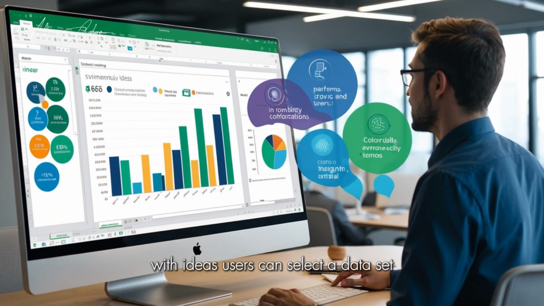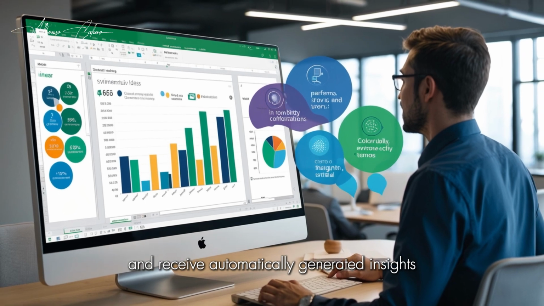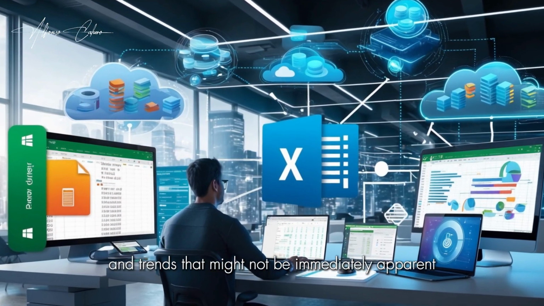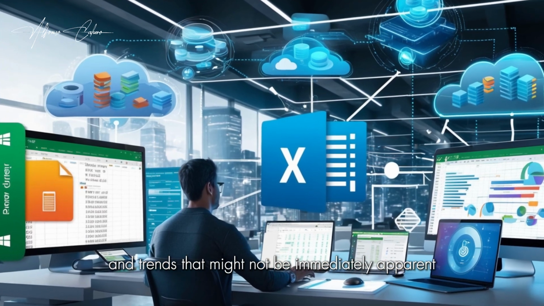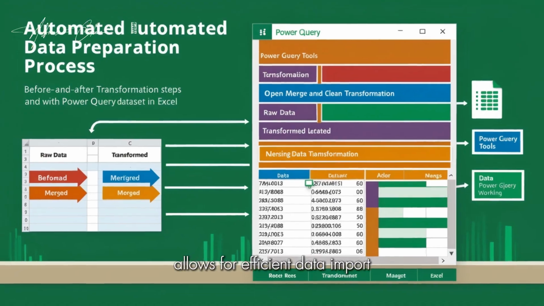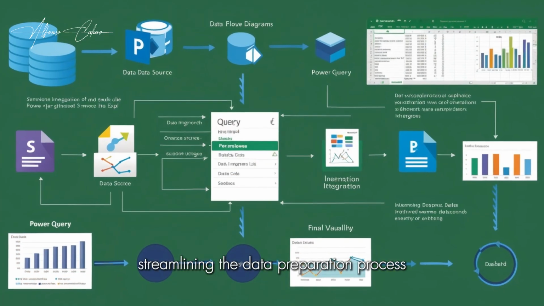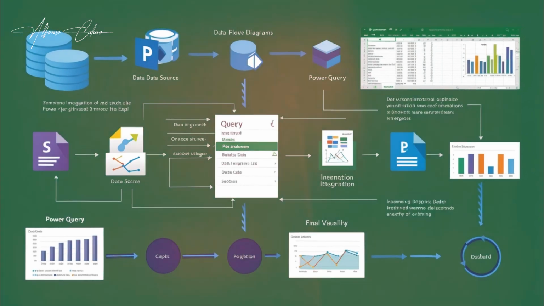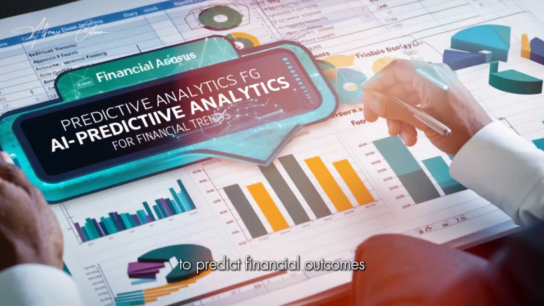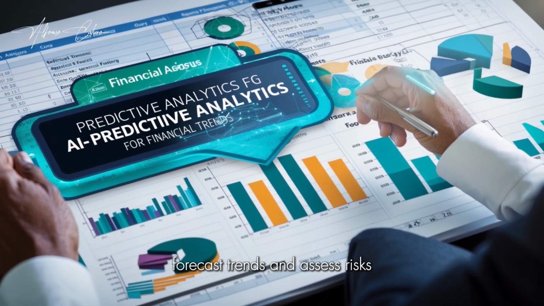With Ideas, users can select a dataset and receive automatically generated insights, including patterns, correlations, and trends that might not be immediately apparent. Power Query, on the other hand, allows for efficient data import, transformation, and merging from various sources, streamlining the data preparation process. Furthermore, machine learning models can be integrated into Excel to predict financial outcomes, forecast trends, and assess risks.